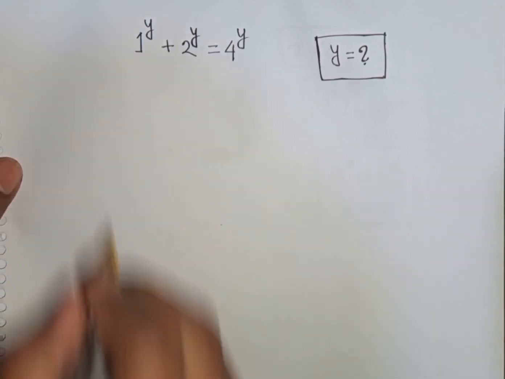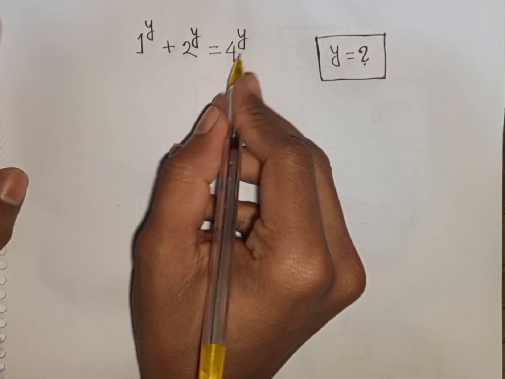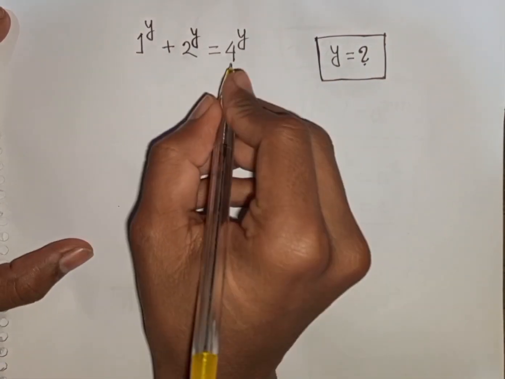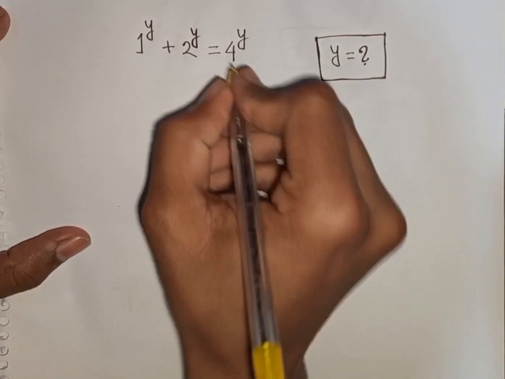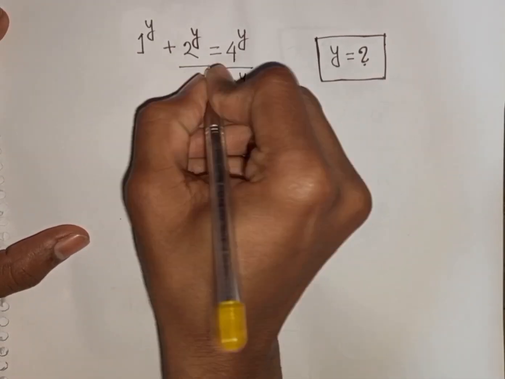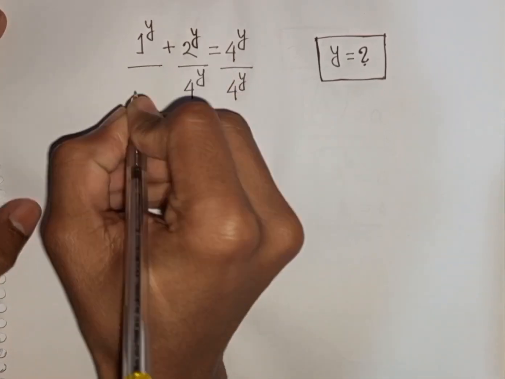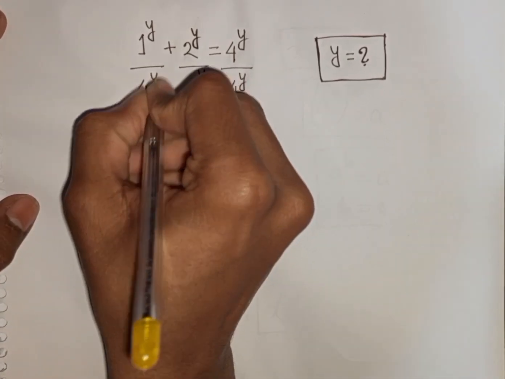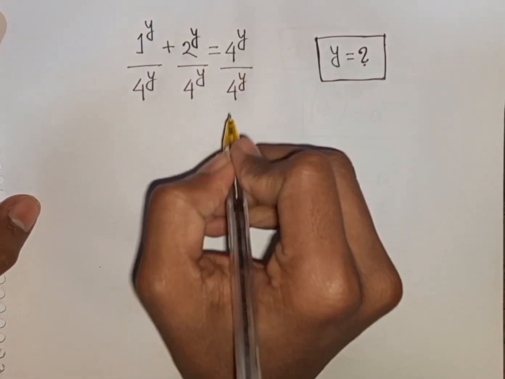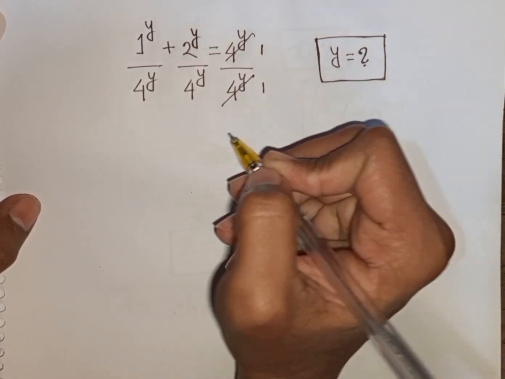How to solve 1^y + 2^y = 4^y. Find the value of y. So at first we divide by 4^y on both sides: 1^y/4^y + 2^y/4^y = 4^y/4^y. Now we see this 4^y will be cancelled.